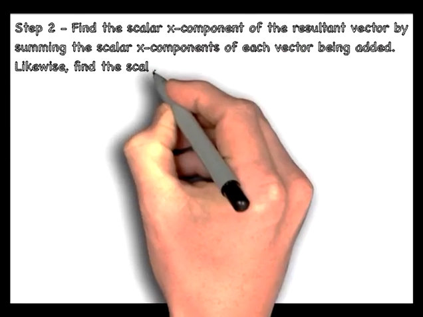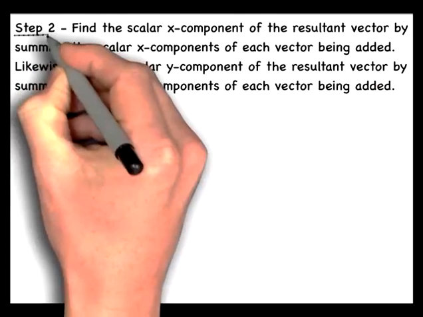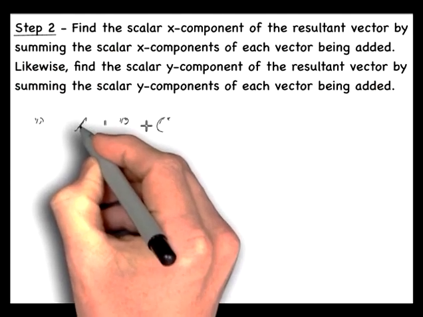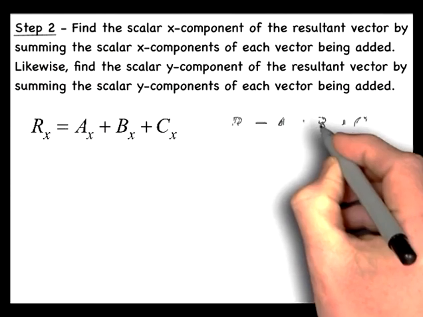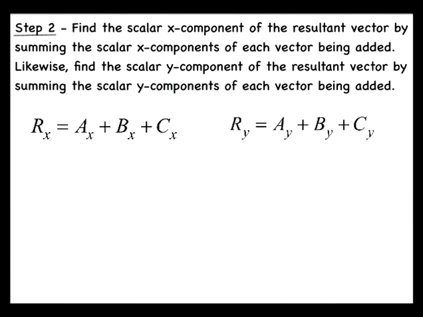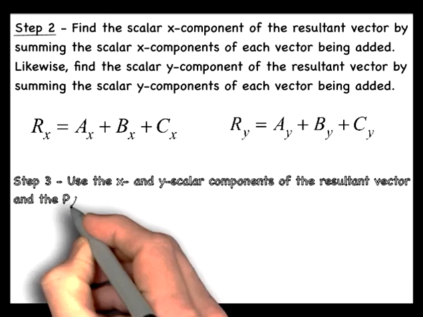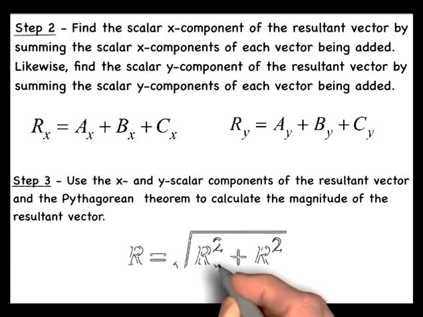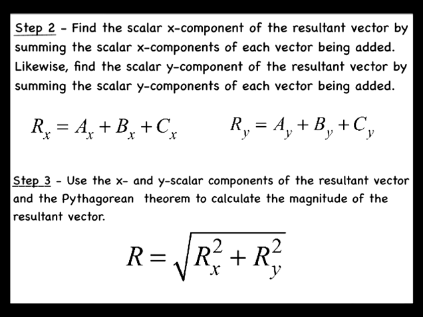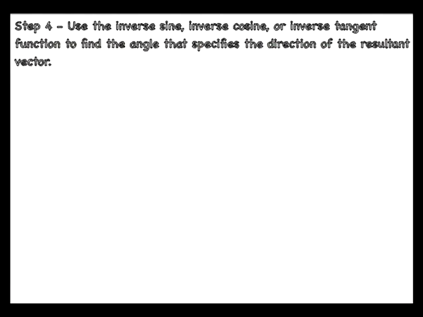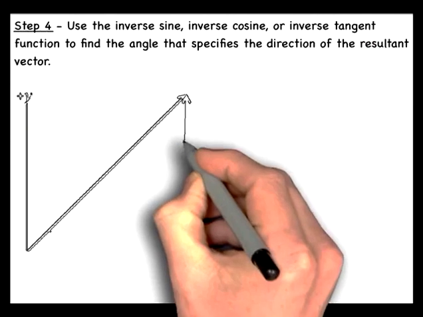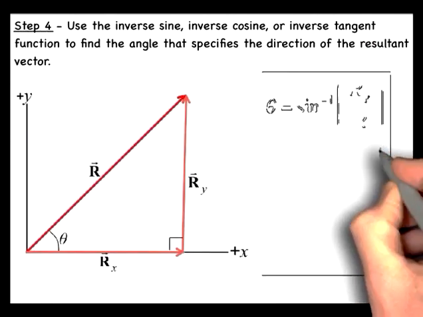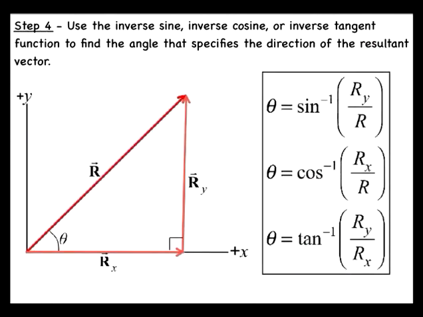Step 2. Find the scalar x component of the resultant vector by summing the scalar x components of each vector being added. Likewise, find the scalar y component of the resultant vector by summing the scalar y components of each vector being added. Step 3. Use the x and y scalar components of the resultant vector and the Pythagorean theorem to calculate the magnitude of the resultant vector. And finally, step 4. Use the inverse sine, inverse cosine, or inverse tangent function to find the angle that specifies the direction of the resultant vector.